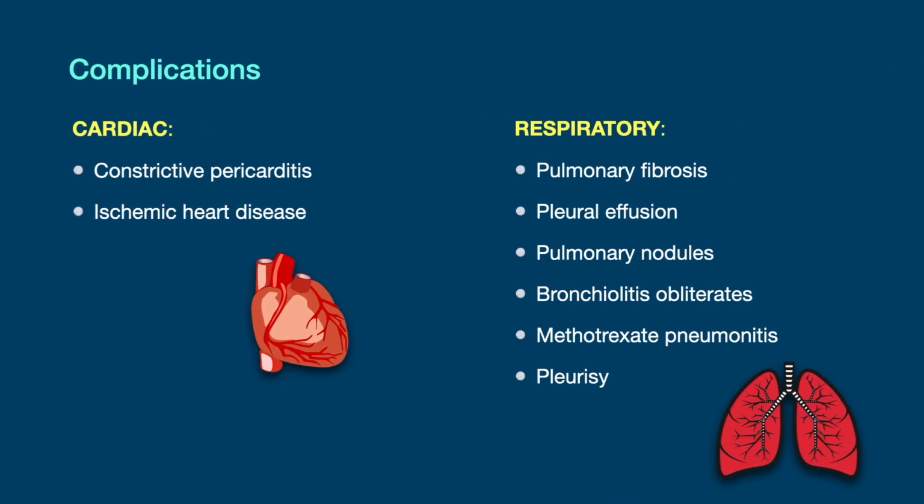Next would be cardiac complications. Constrictive pericarditis is the commonest cardiac complication of rheumatoid arthritis. As for ischemic heart disease, rheumatoid arthritis carries a similar risk to type 2 diabetes mellitus. As for respiratory complications, we might expect to see pulmonary fibrosis, pleural effusion, pulmonary nodules, bronchiolitis obliterans, methotrexate pneumonitis, and pleurisy.